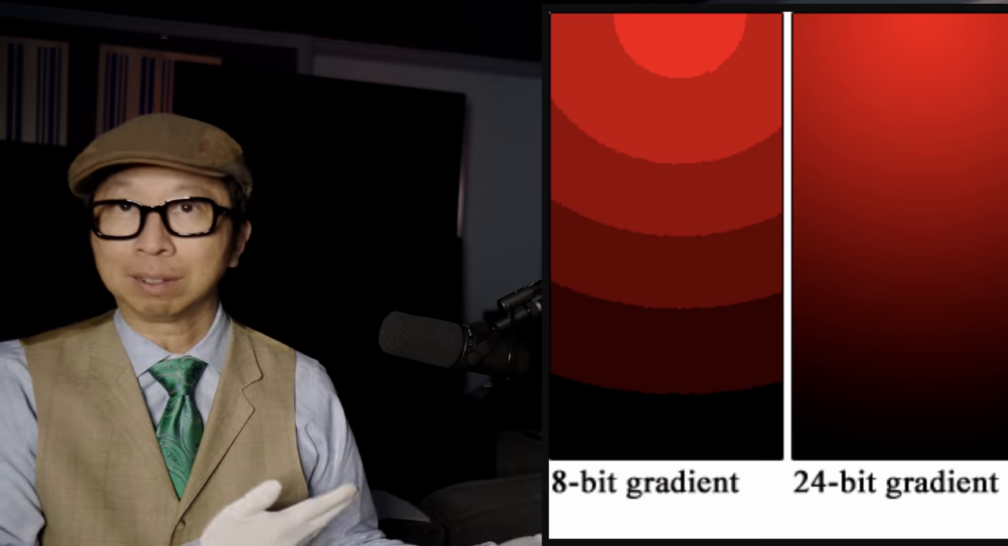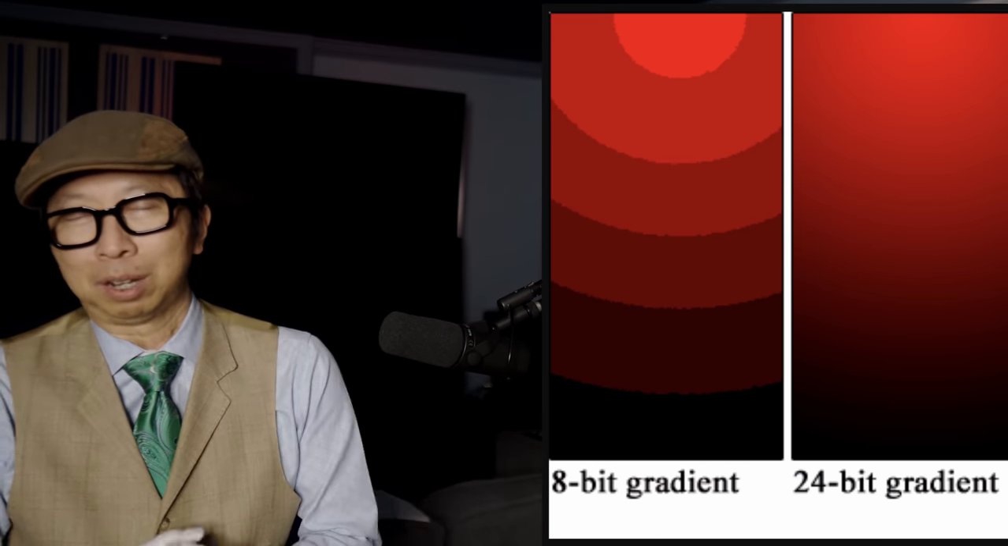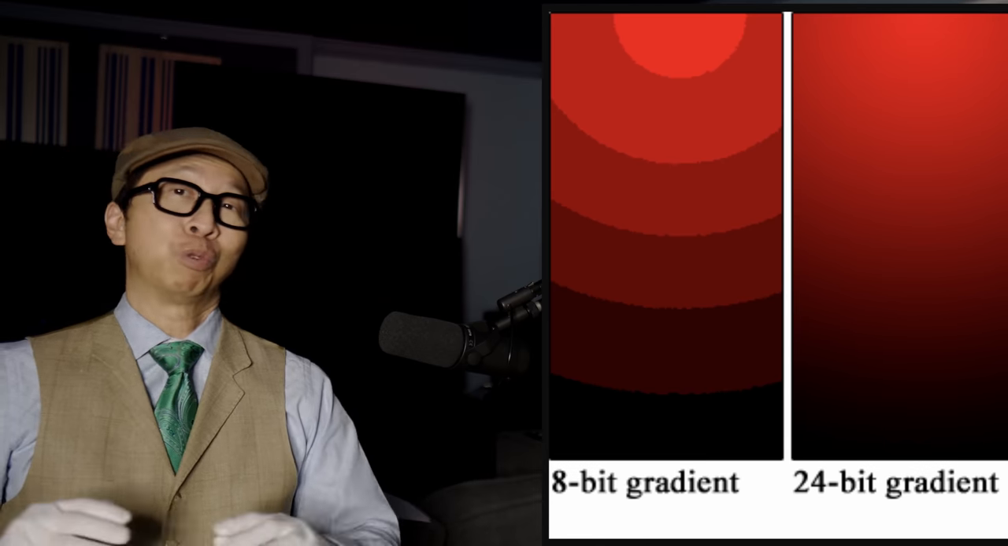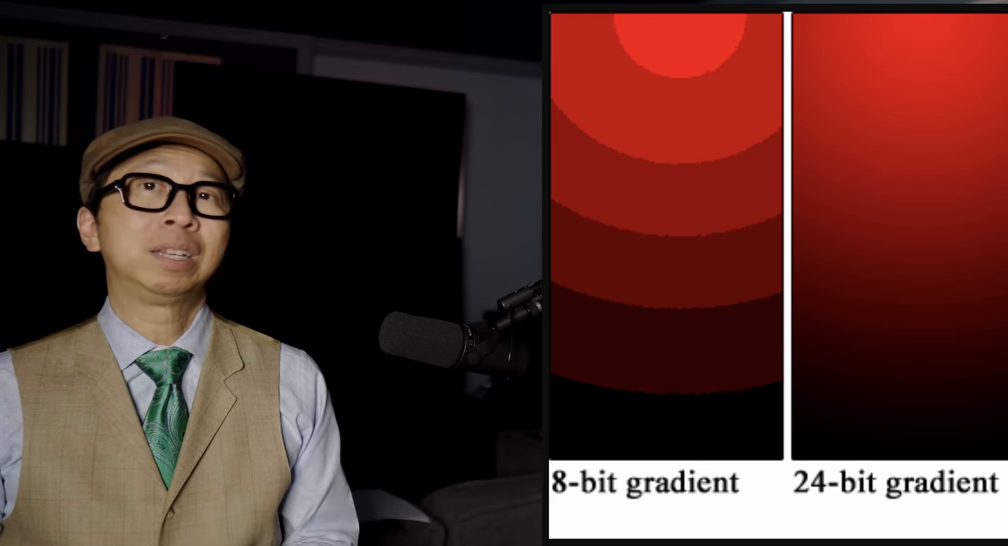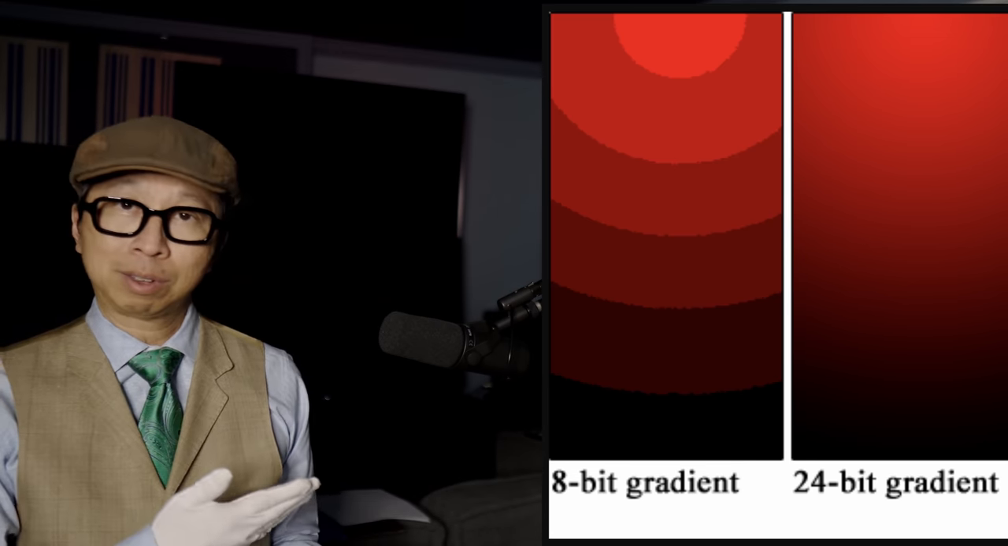Here's an example of banding, right? It's impossible to put into words. A picture's worth 1,000 words, so let's look at some pictures of banding. There you have it, right? You see that sharp jump. Low bit color gives you banding. High bit color eliminates banding. And so you see that example, 24-bit color, ooh, it's so smooth.